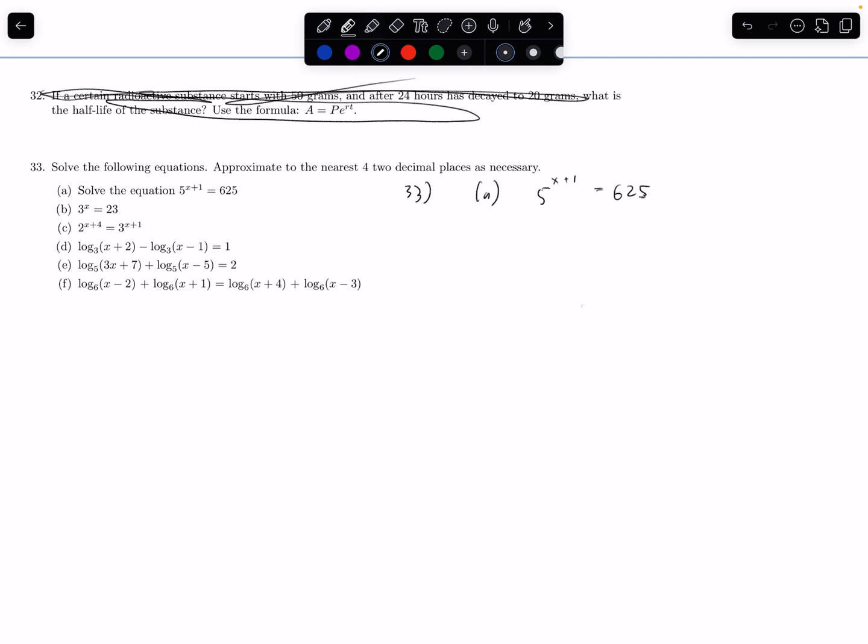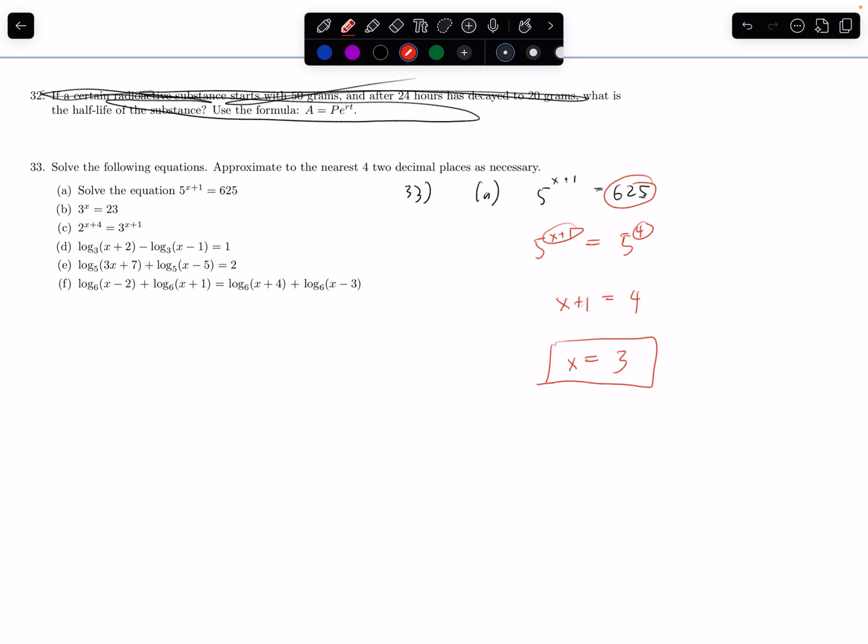These kind of questions, you could technically just go ahead and hit it with the ln, or some kind of log to bring that exponent down. But if you do notice that this number is a power of 5, then that will be helpful. That is 5, 25, 125, 625, 5 to the 4th. So 5 to the x plus 1 is 5 to the 4th. And if you make that recognition, then x plus 1 equals 4, right? Because if 5 to something equals 5 to something, then those exponents must equal each other. So x plus 1 equals 4, which means x equals 3.